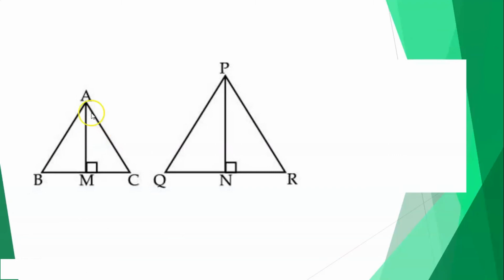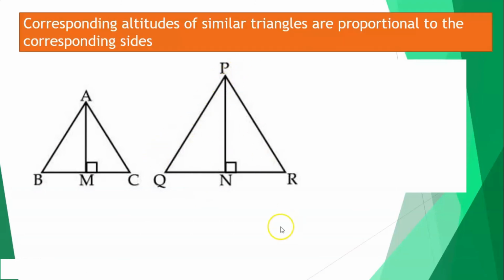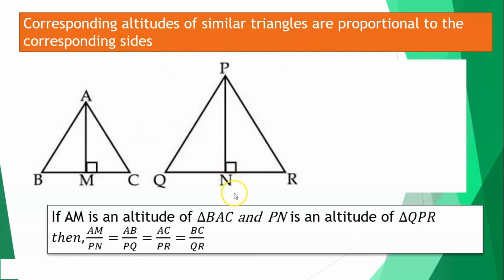Now I have here AM as an altitude of triangle ABC, and PN is also an altitude of another triangle. So take note, corresponding altitudes of similar triangles are proportional to the corresponding sides. Again, AM is an altitude of triangle BAC and PN is an altitude of triangle QPR. So it would follow that AM over PN is equal to AB over PQ, is equal to AC over PR, is equal to BC over QR.